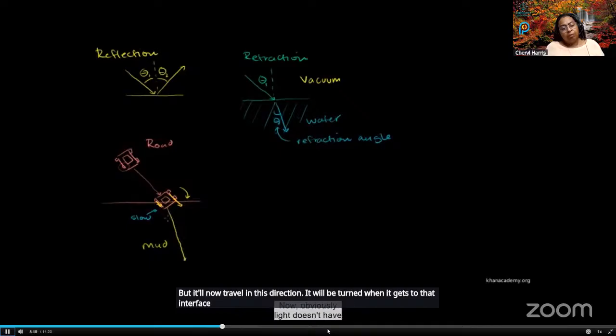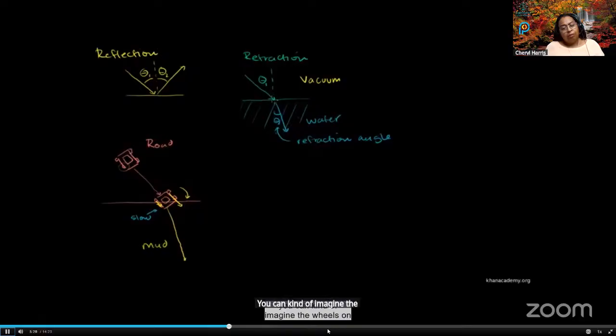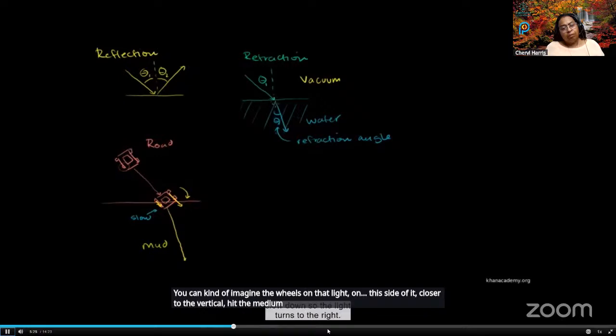Now, obviously light doesn't have wheels and it doesn't deal with mud, but it's the same general idea. When I'm traveling from a faster medium to a slower medium, you can kind of imagine the wheels on that light, on this side of it, closer to the vertical, hit the medium first and slow down, so the light turns to the right.